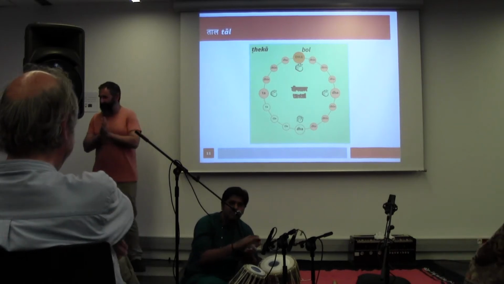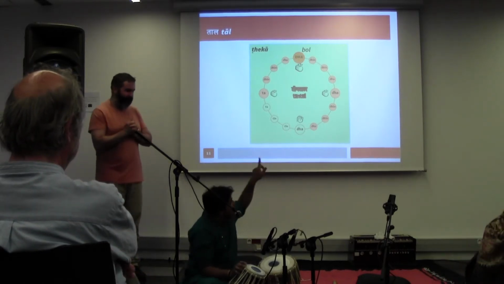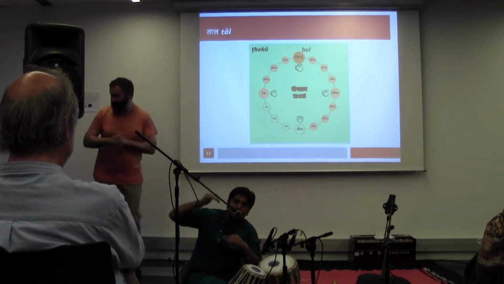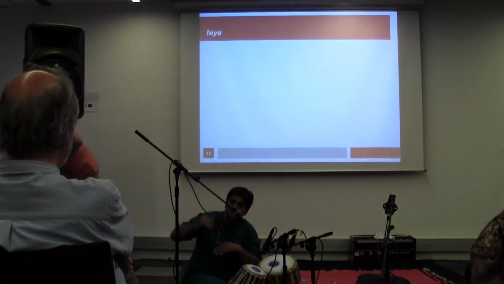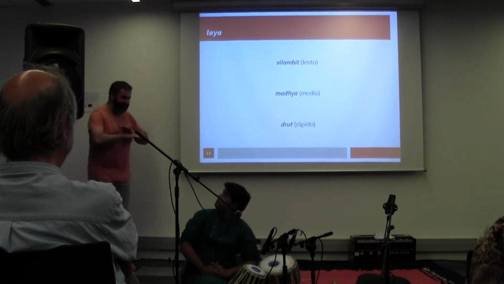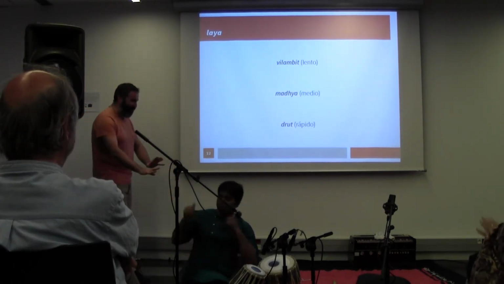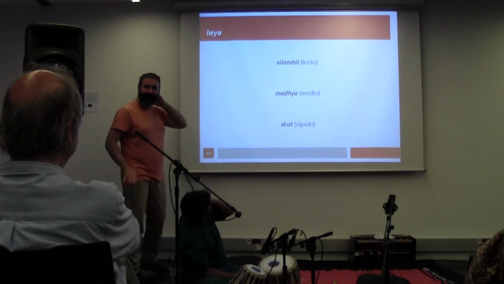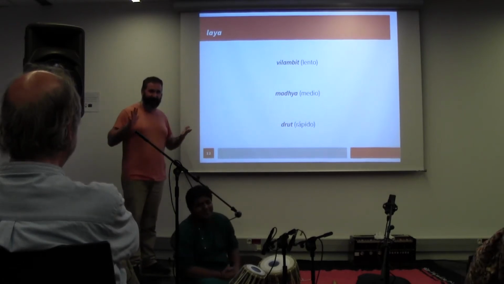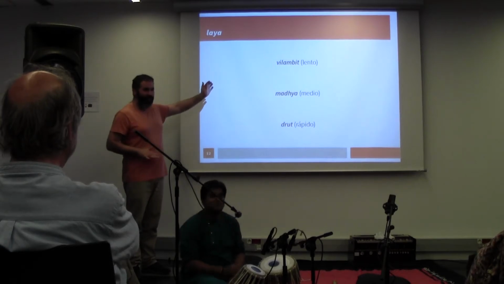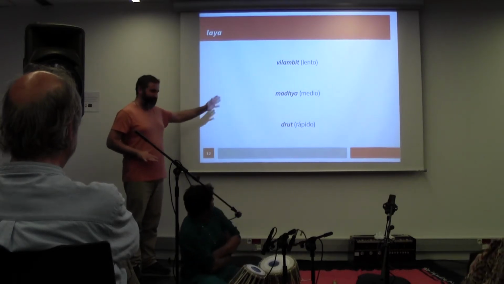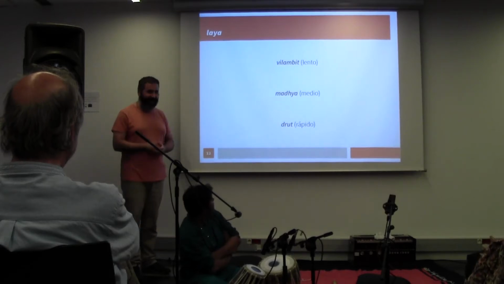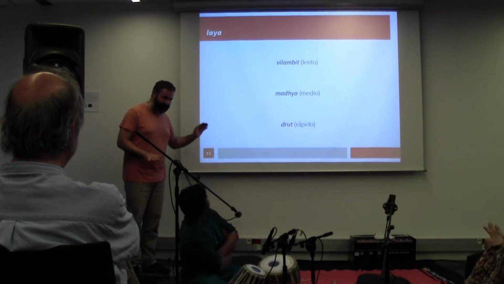So we keep one kind of the whole avartan going on, and then we go on different layers of the rhythm cycles. Then just to finish, there is this concept of laya, which we showed before, the different tempo that the tal can be played: vilambit, slow; madhya, medium tempo; and drut, which is rapid, fast. We've been playing madhya so far, I'd say.